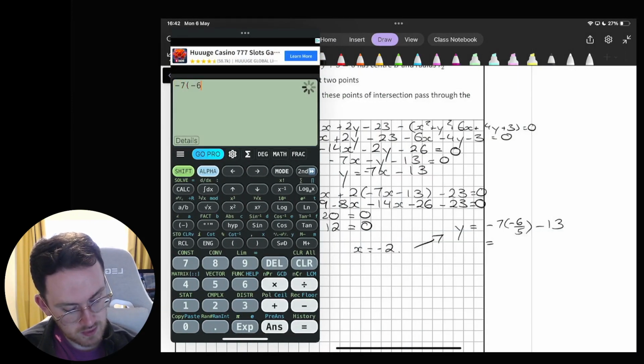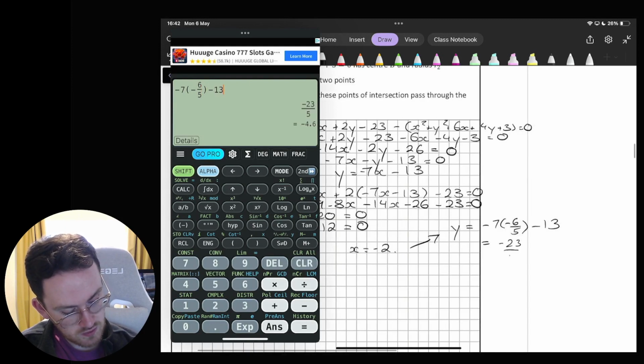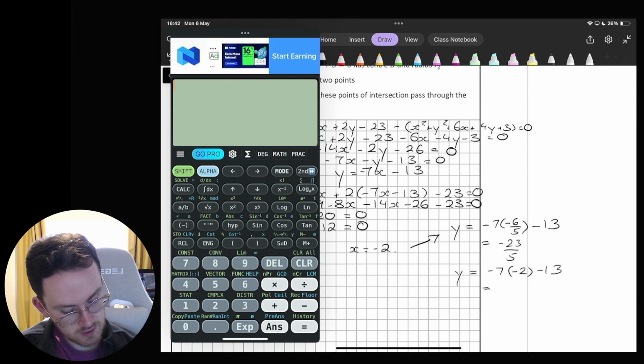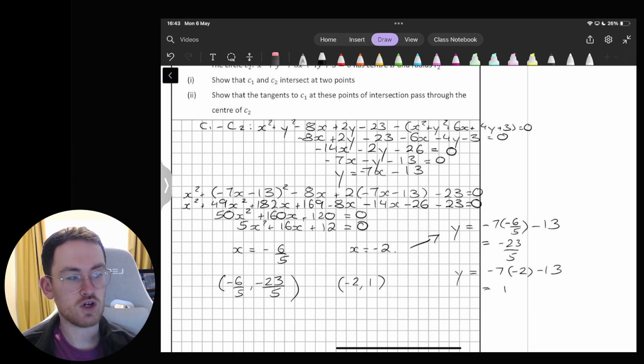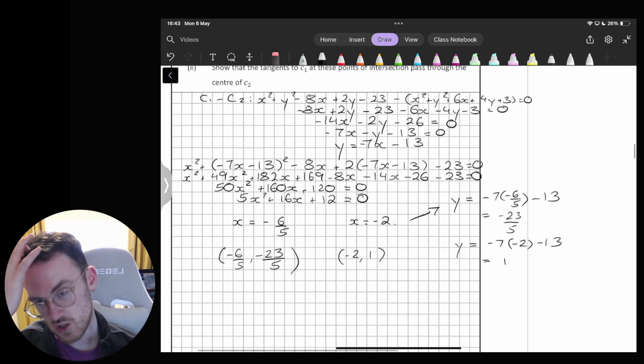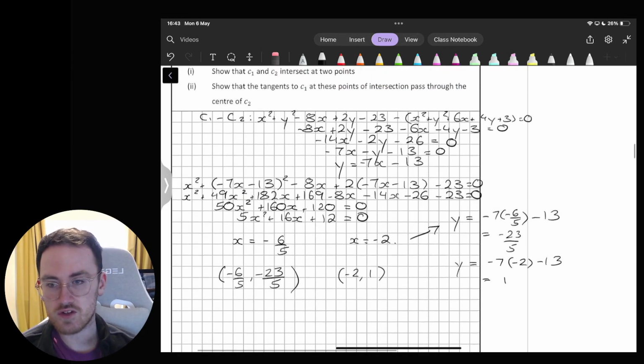Minus 7 by minus 6 over 5 minus 13 is minus 23 over 5. And y equals minus 7 by minus 2 minus 13, and that's going to take me to 1. Okay, so my 2 points of intersection, minus 6 over 5, minus 23 over 5, and minus 2, 1. Okay, as my two potential points of intersection here. And we've shown then the 2 points of intersection. That is proven the first part of the question.